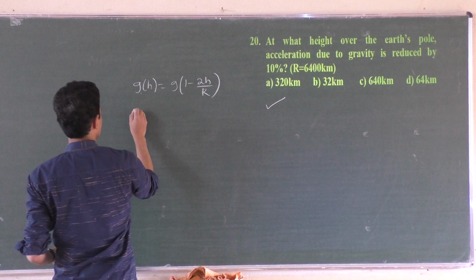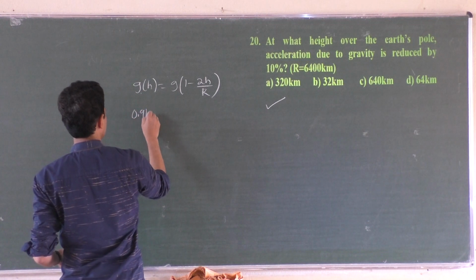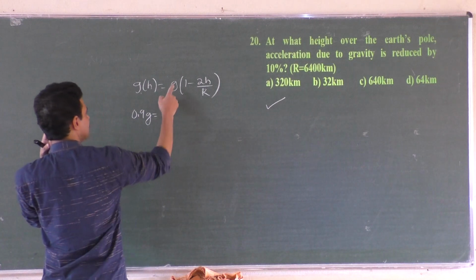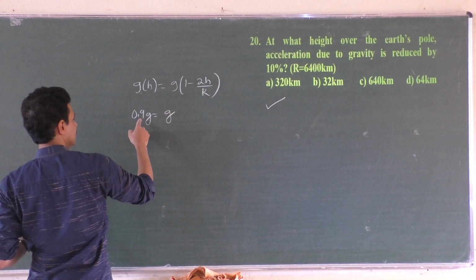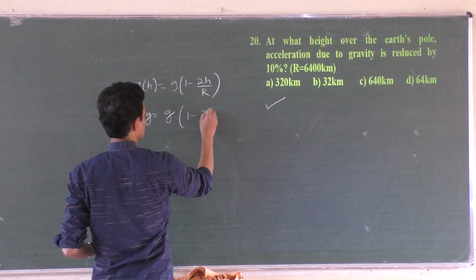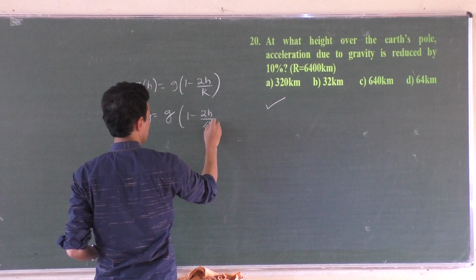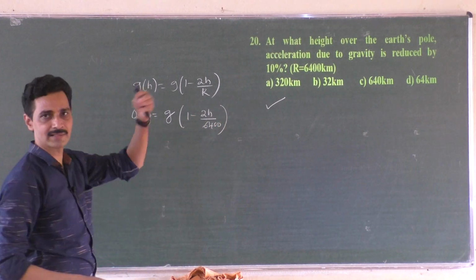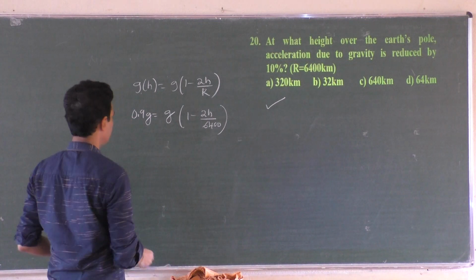That means 0.9 g is equal to g into... This is 100% g at the surface. This is 10% less. 0.9 g is equal to g into 1 minus 2h by the radius, 6400 kilometer. Let it be in kilometer. h will also be in kilometer. All the answers are in kilometers, so we don't have any problem.